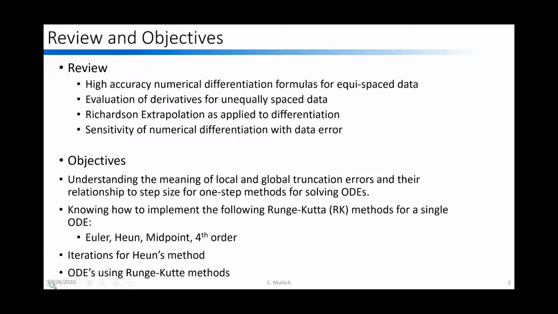Specifically, last time we talked about how we can get high accuracy numerical differentials using equally spaced data, using, say, the forward divided difference, backward divided difference, and central divided differences. And then we could use extensions of that to look at unevenly spaced data using, say, a Lagrangian polynomial to interpolate the values and then take a derivative of that. And then we talked about Richardson extrapolation in terms of differentiation.